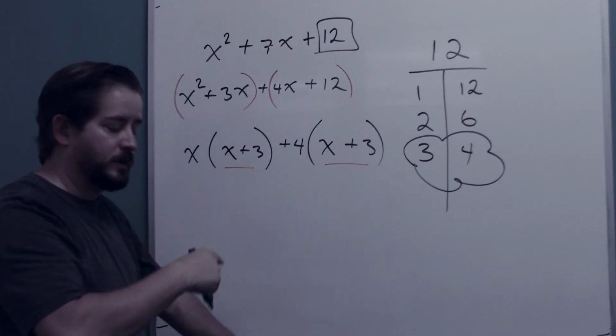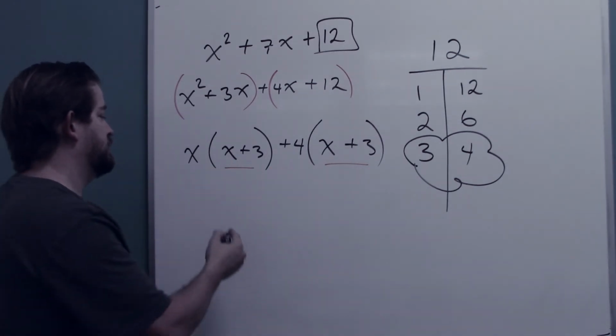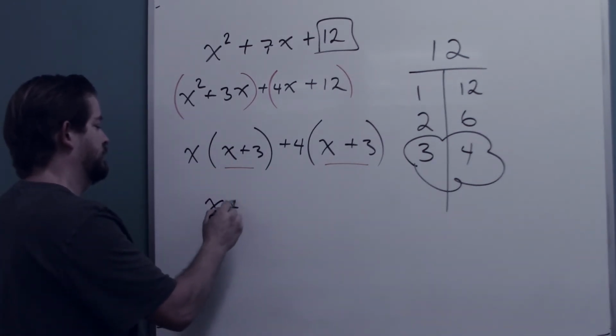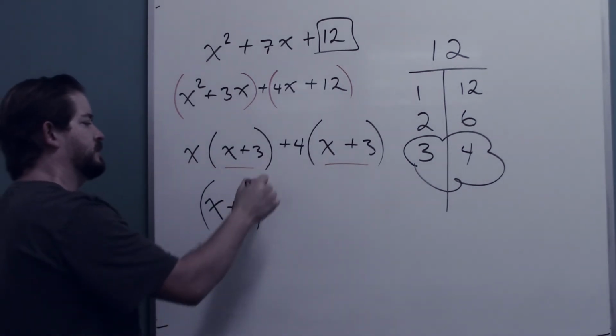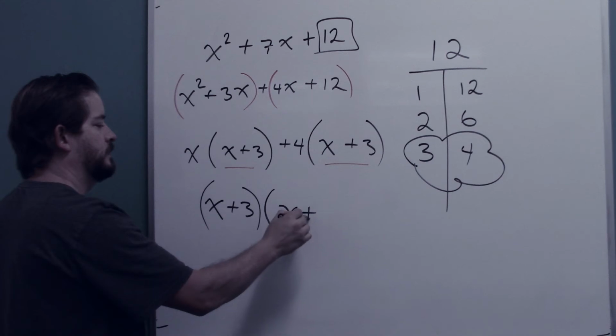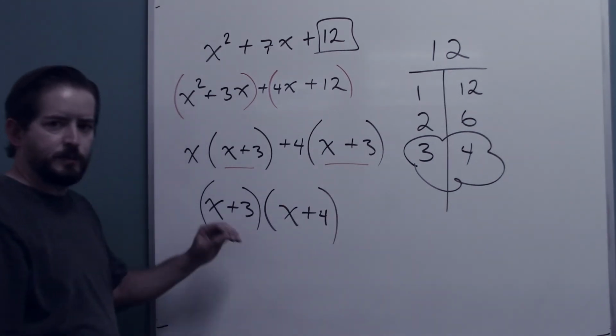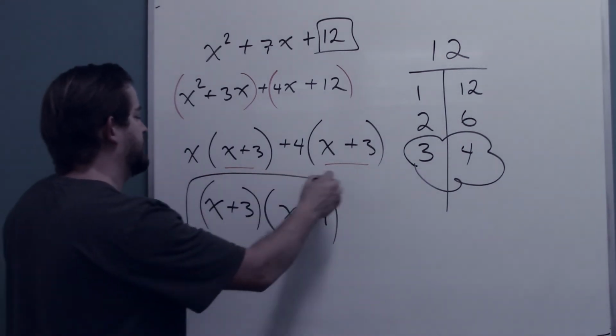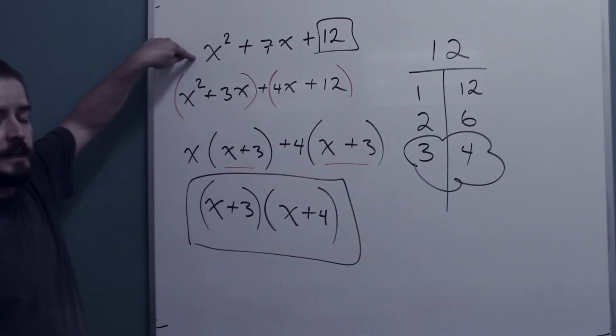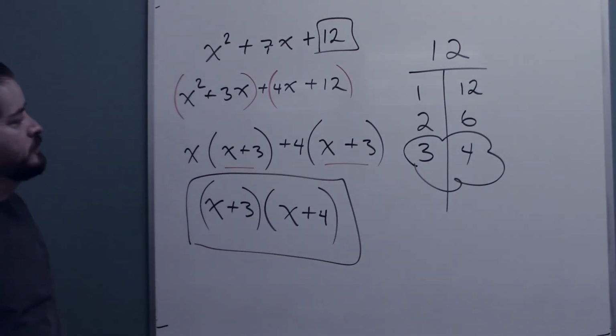So like those last problems, I can factor out the x plus 3. And what am I left with but the x plus 4? And you can check this by refoiling this together, but this is my solution. That is the factored form of this x squared plus 7x plus 12. And that works every time.